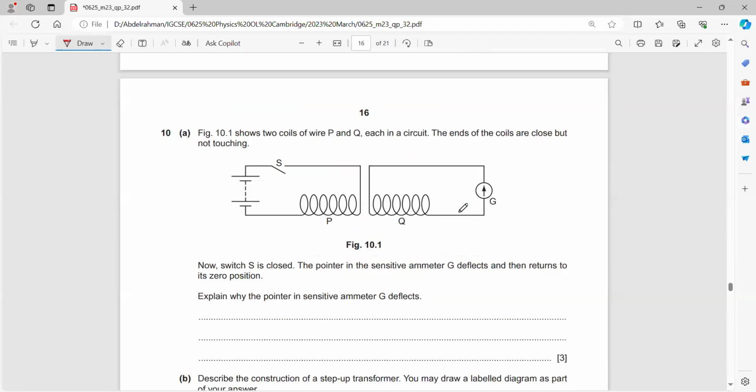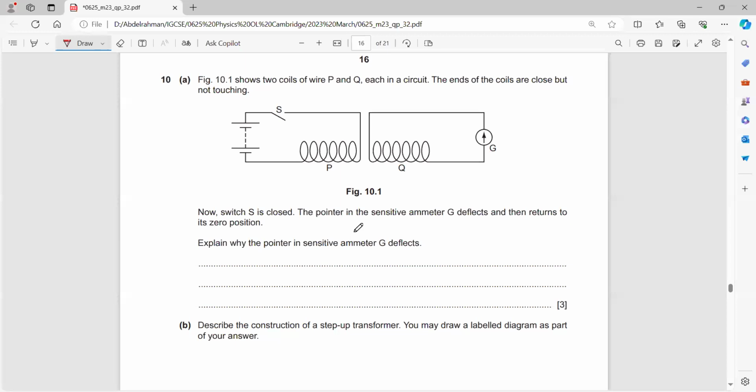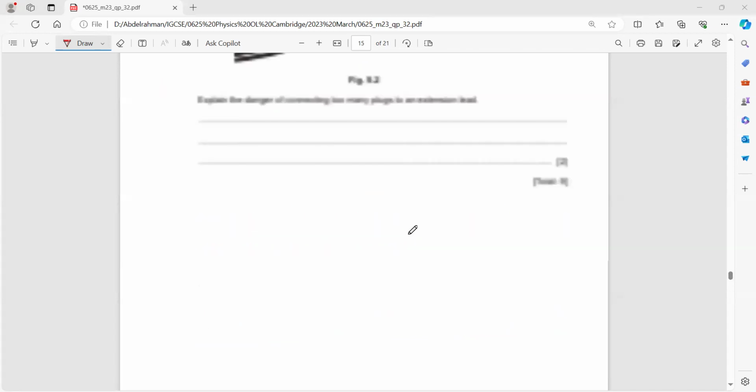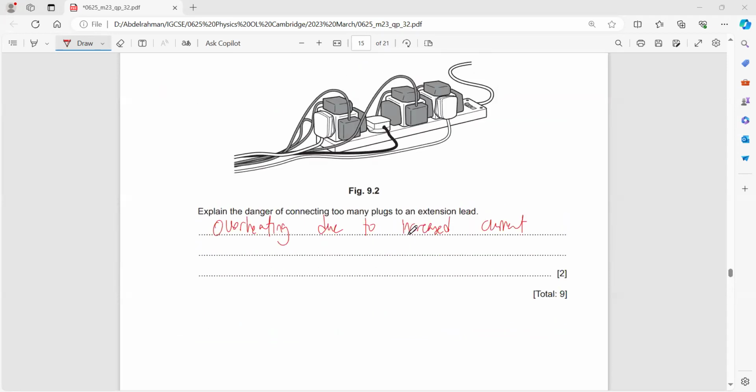Now switch S, we have two coils P and Q. Switch S is closed. The pointer of the sensitive ammeter deflects. Can it cause an electric fire? It could cause an electric fire. Can you go back to the last question? Overheating due to an increased current.